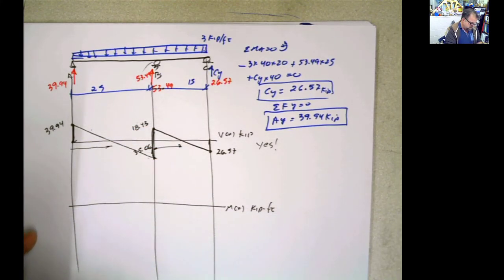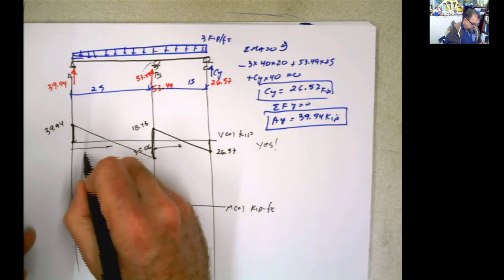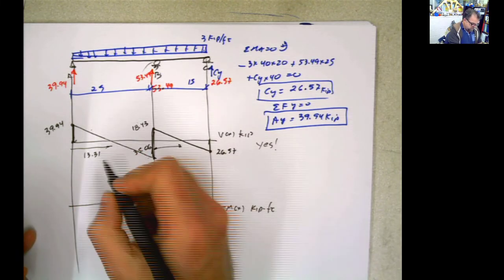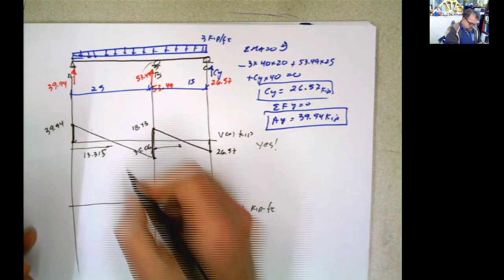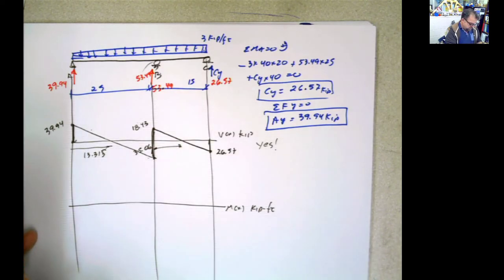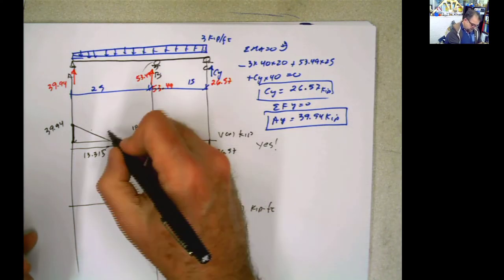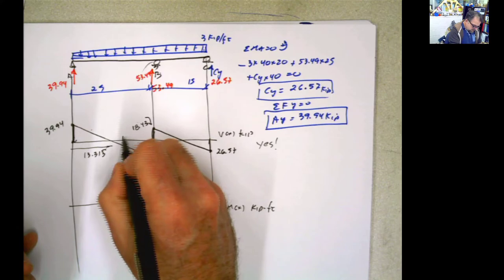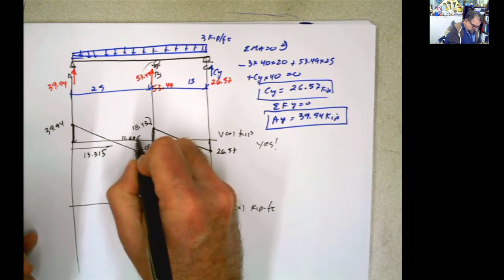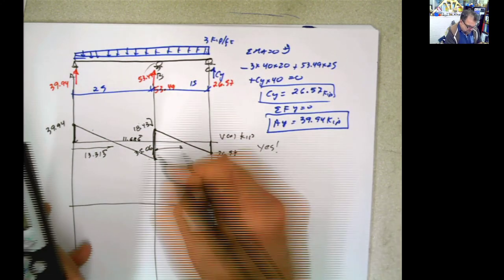So 39.94 divided by 3 is 13.31. And this is the difference with 25, meaning this distance is 11.686. Now you do the same thing here.